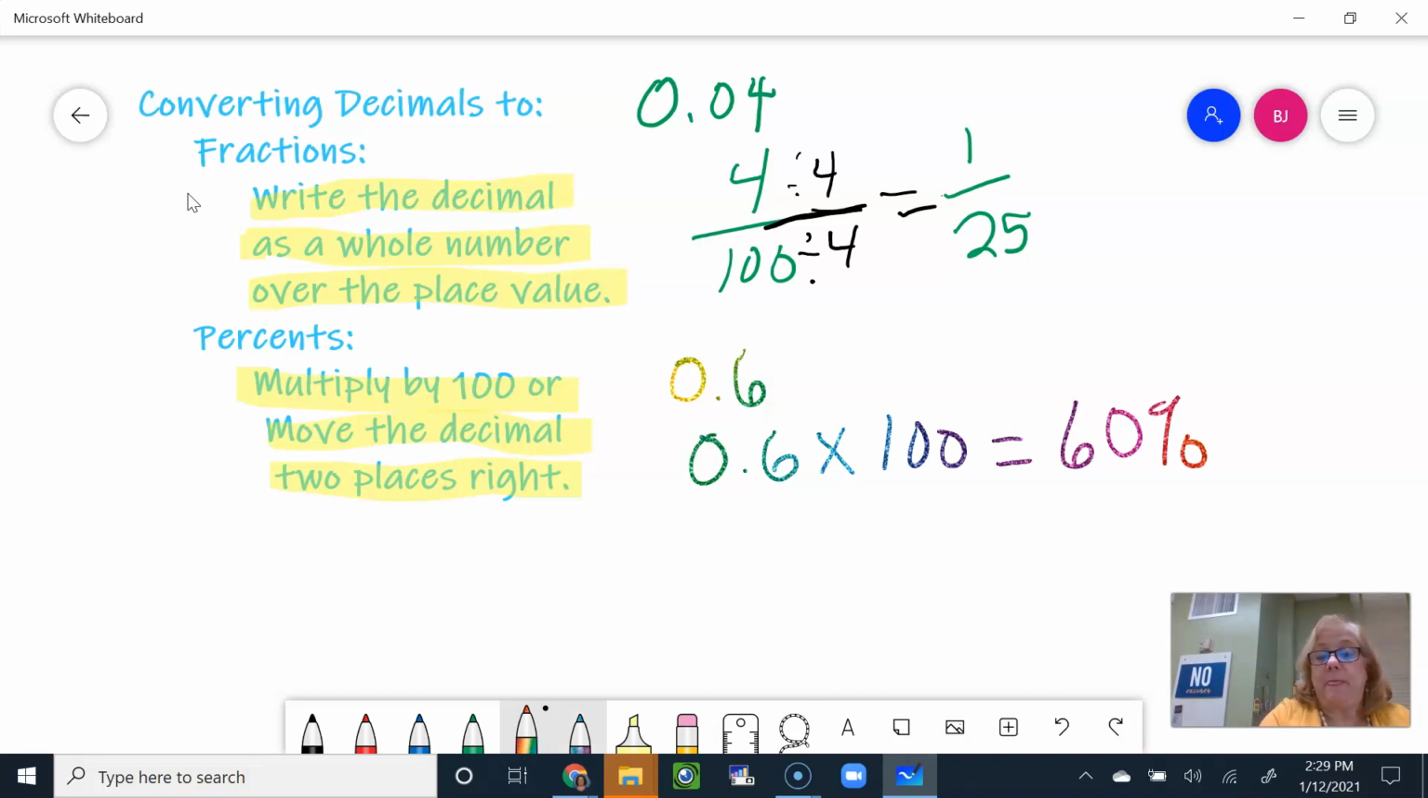So if I had 0.6, if I move that 2 decimal places, 1, 2, that's where my decimal place would go. This empty space is a 0. You can see that equals 60%.